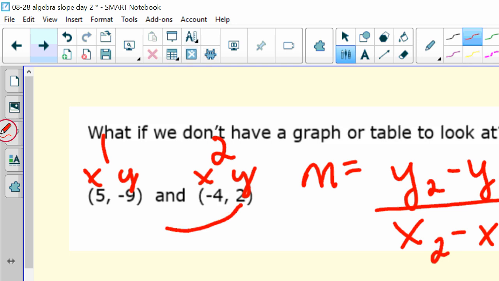So if I do 2 minus -9, which is my y values. Okay, so that's my change in y. I then have to do -4 minus 5. So I'm taking my y value subtracting, taking my x value subtracting. Okay, 2 minus -9. Guys, do not make silly integer mistakes.